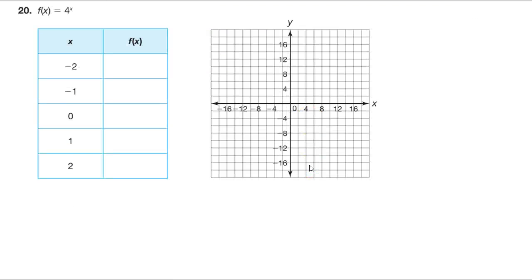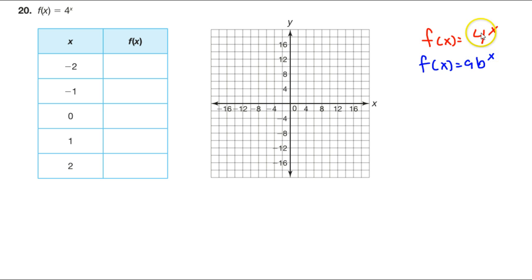So let's take another look at this one. For number 20, and again, as stated before, we look at the function f of x is equal to 4 to the x power. If we compare that to our parent function, f of x is equal to ab to the x power, there's a few comparisons that we can make.